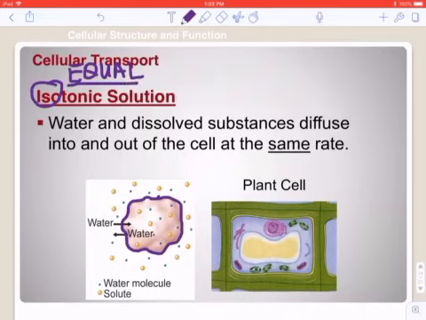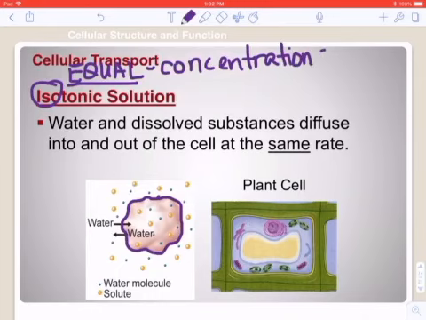Since we have equal concentrations of our solutes and our water, then that means water is going to continue to move in all directions at the same rate. Remember, we talked about that with equilibrium. So water is going to enter the cell, as indicated by this arrow, and leave the cell at the exact same rate, which means the cell is not going to change shape. It's just going to stay its normal size.